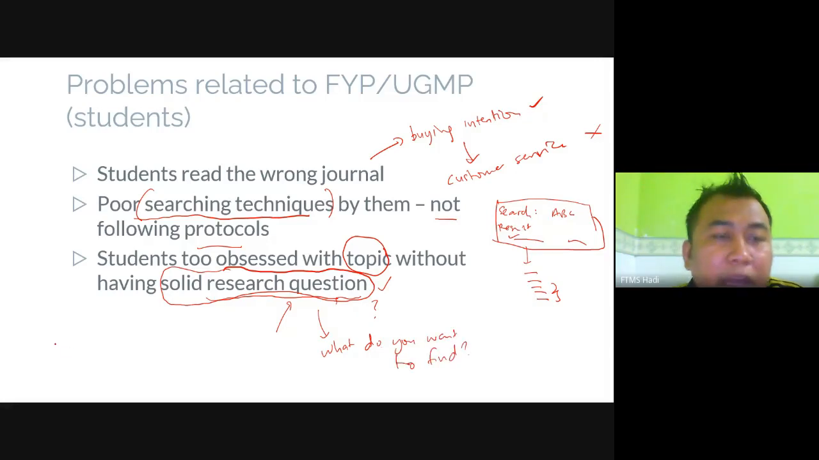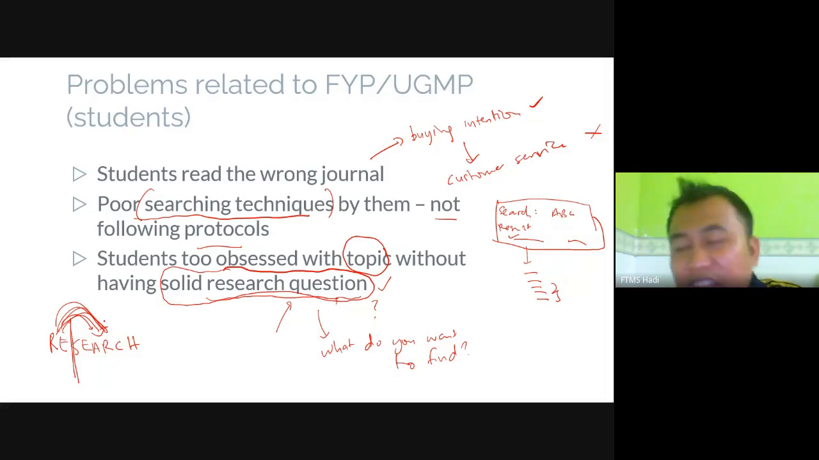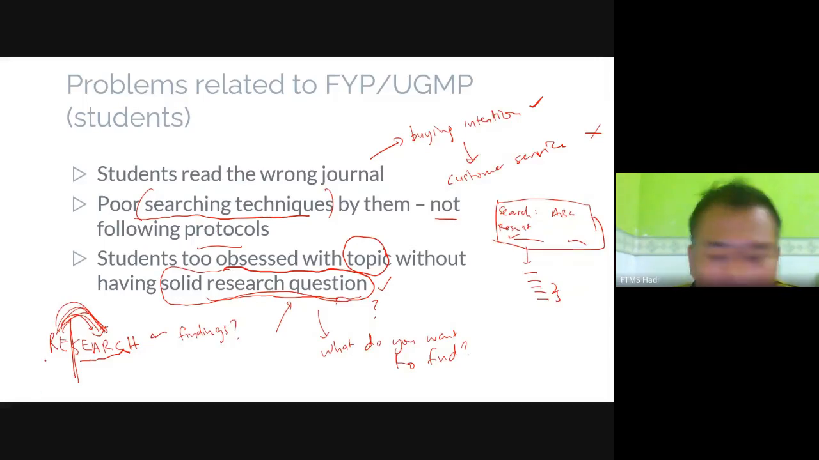Because you see, the FYP and UGMP is about research. When we separate the word research, that means you will search again and again and again. It's not like you do one time searching and that's it. No. You do a lot of searching, you will get what you want. It's a matter of what you got. So that's why research will lead to your finding. What have you found?